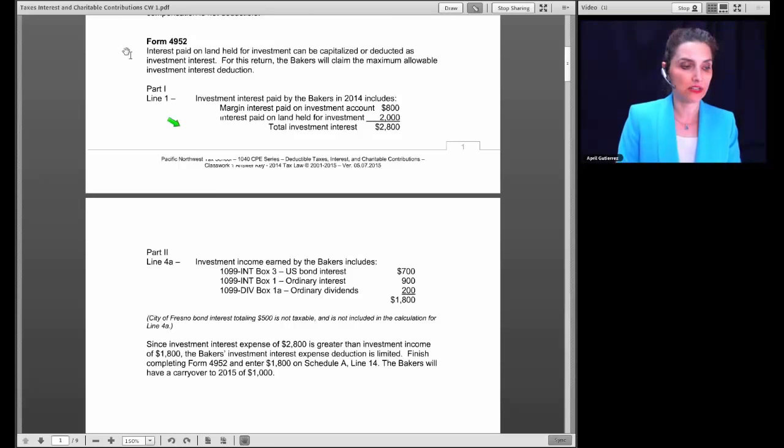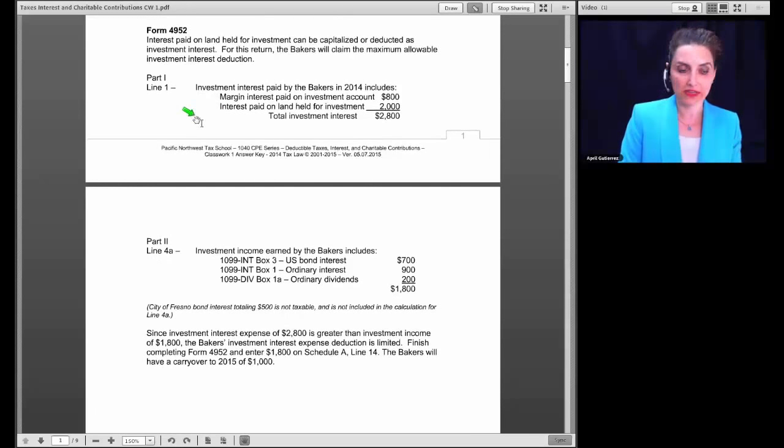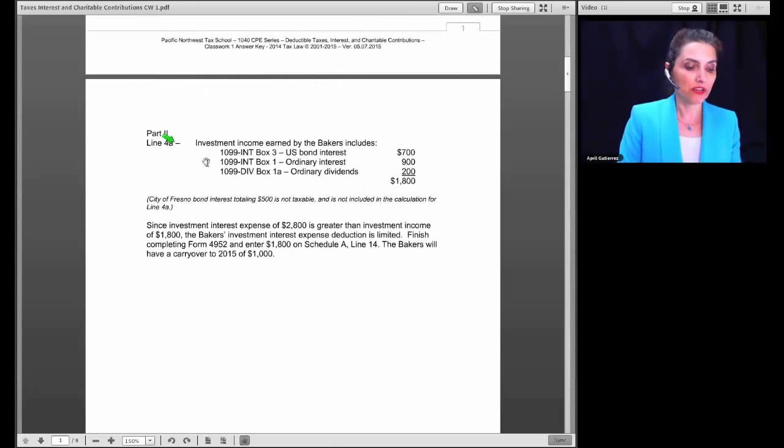and so we're going to have to complete a Form 4952 to determine how much investment income the Bakers have as opposed to how much investment interest expense they have. The investment interest expense they have is the margin interest that was paid on their brokerage account or their investment account, as well as the interest that was paid on that land held for investment. When you add those two amounts up, you have $2,800. We know that investment interest expense is deductible to the extent there is investment income. So that's where we move over and look at the types of investment income that the Bakers had.